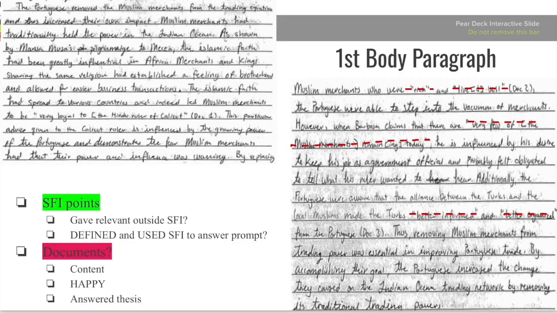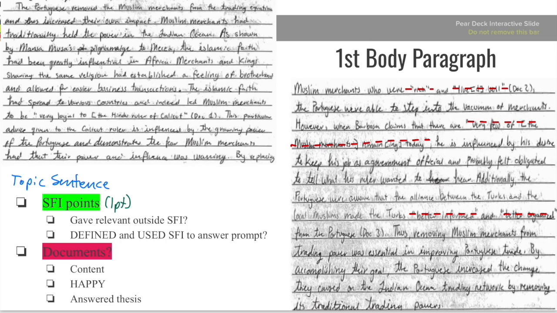So now the first body paragraph. Now what we're looking for here are the SFI points. So outside SFI. And remember, how many points do you get for outside SFI? 1 point. Good, Sumin. How many pieces of outside SFI do you need to give in the whole essay? Good, just 1. So do I need to check this box for every body paragraph?